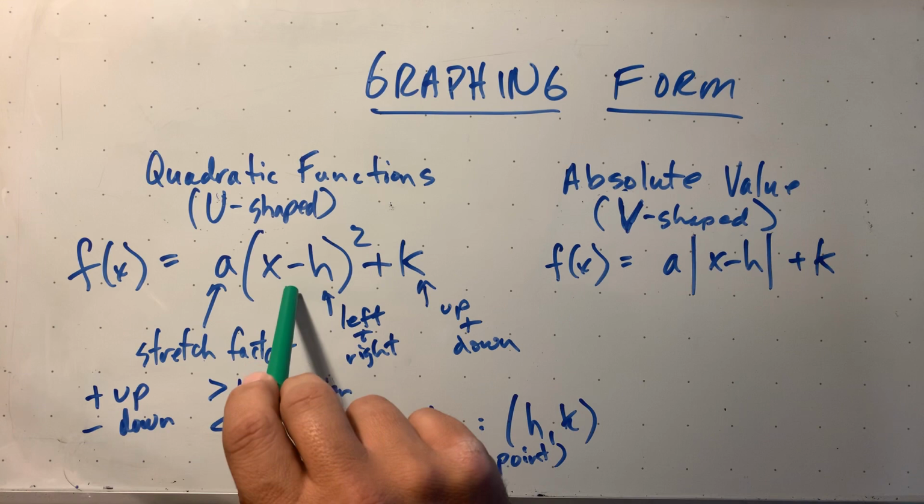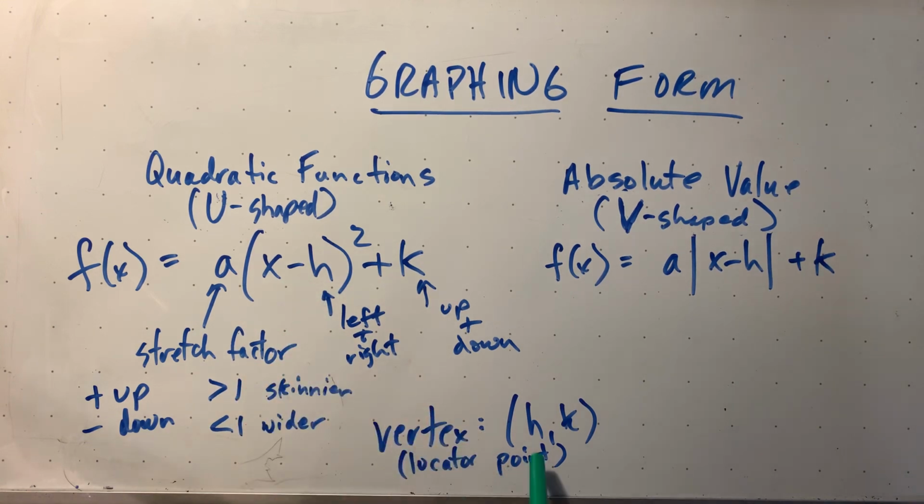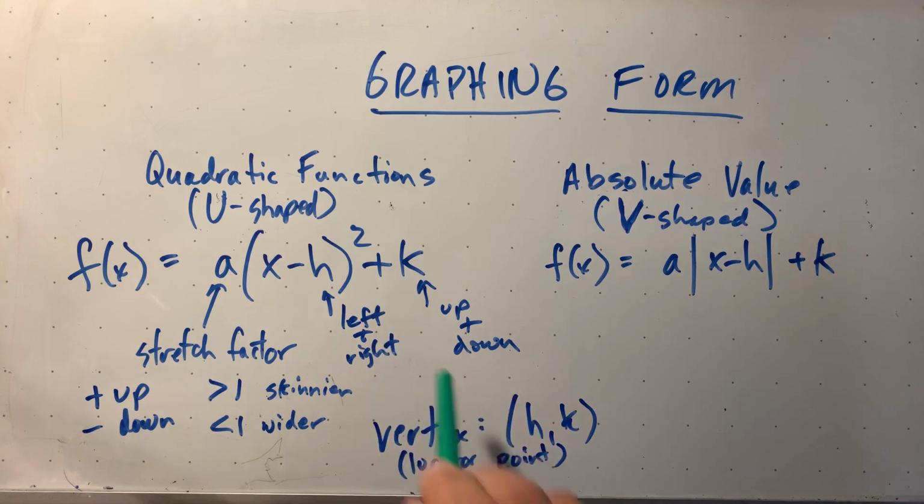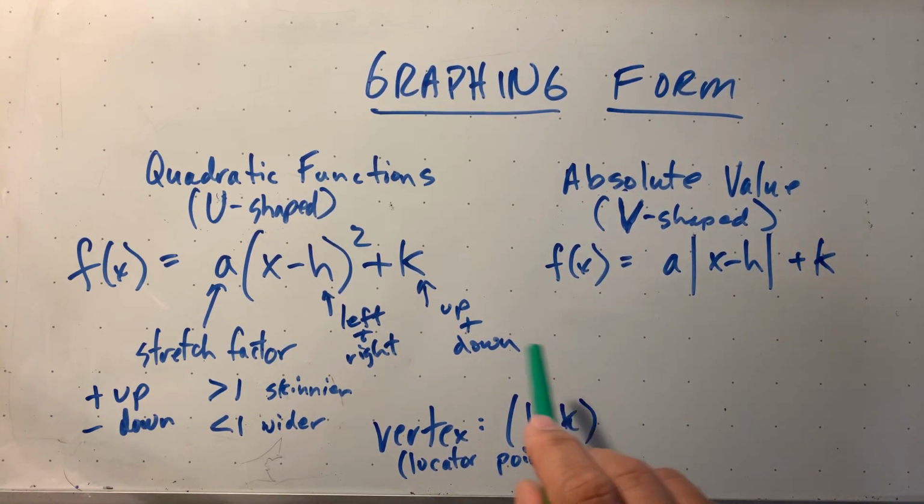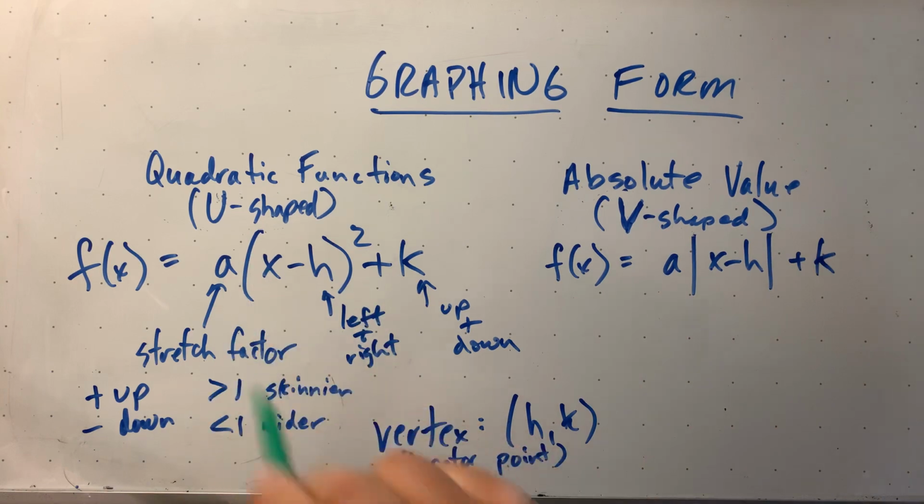Now notice it's a minus h, so you're always going to put the opposite of whatever's there. So if it's negative 3, then it's going to be 3 here. And then k is just going to be whatever it is. So if it's 3, for example, then it's going to be 3 there. And then the absolute value is very similar, except it doesn't have a squared term, and it's going to have the absolute value marks around instead of the parentheses.